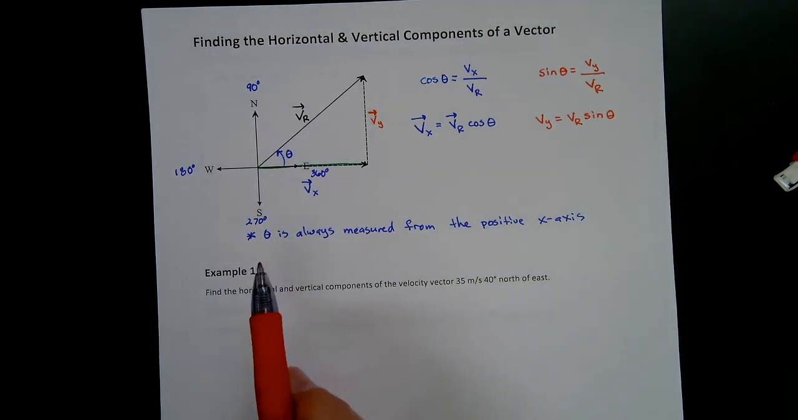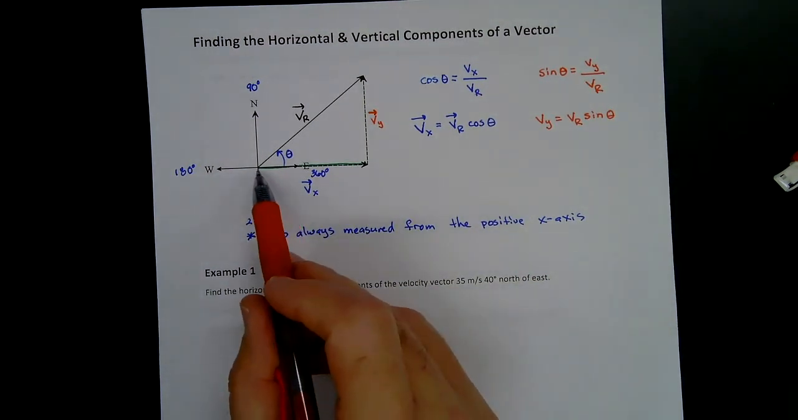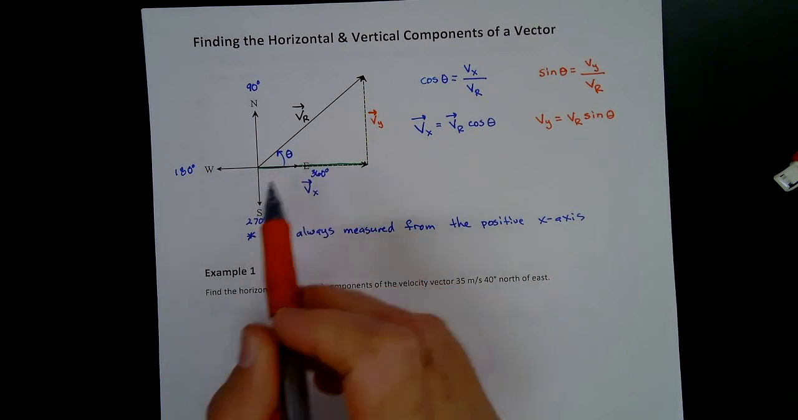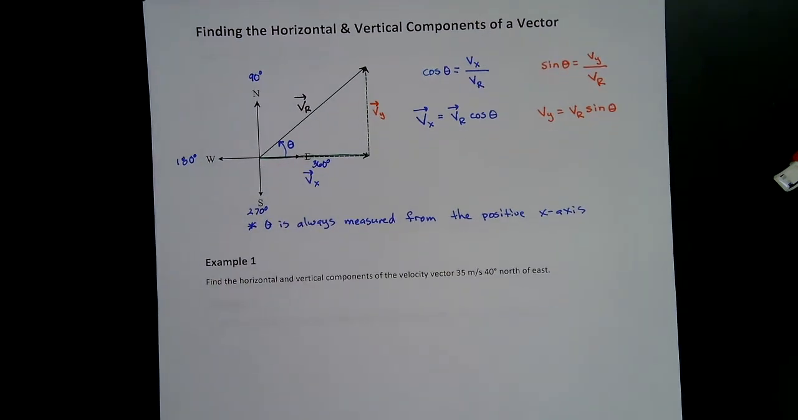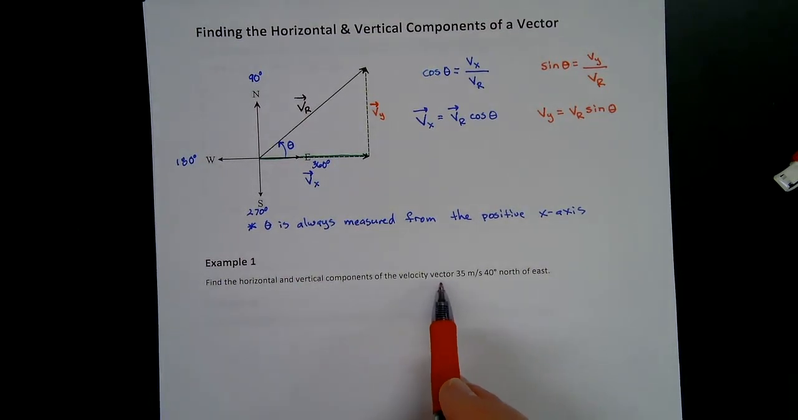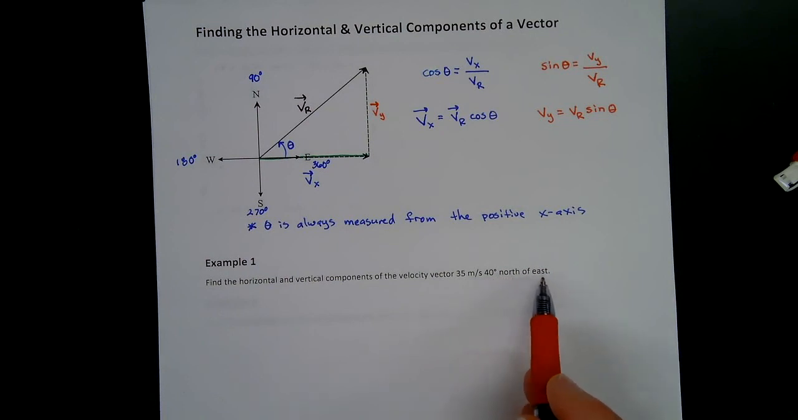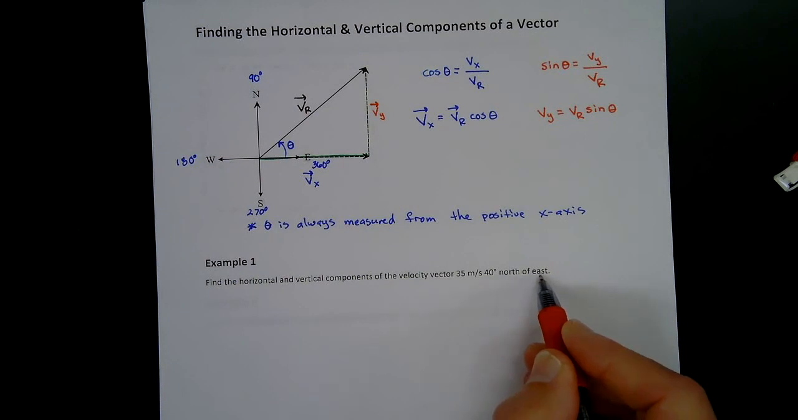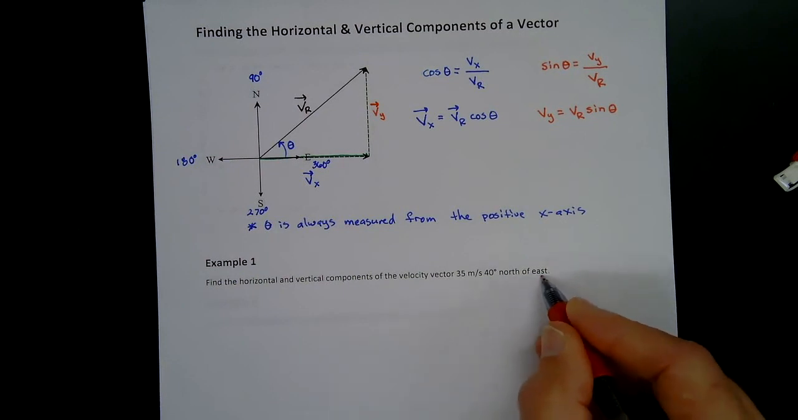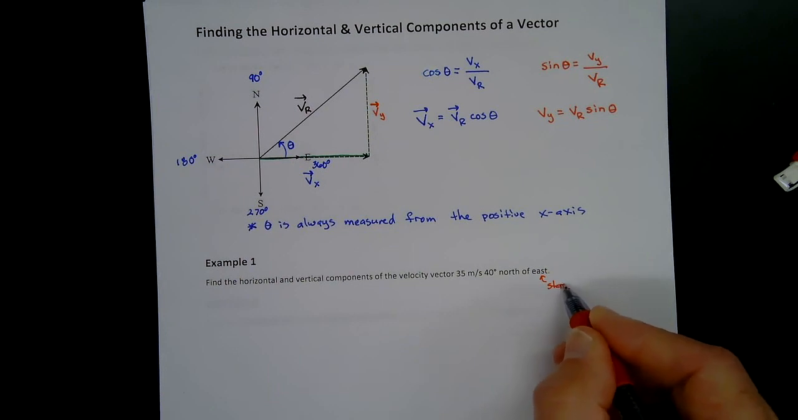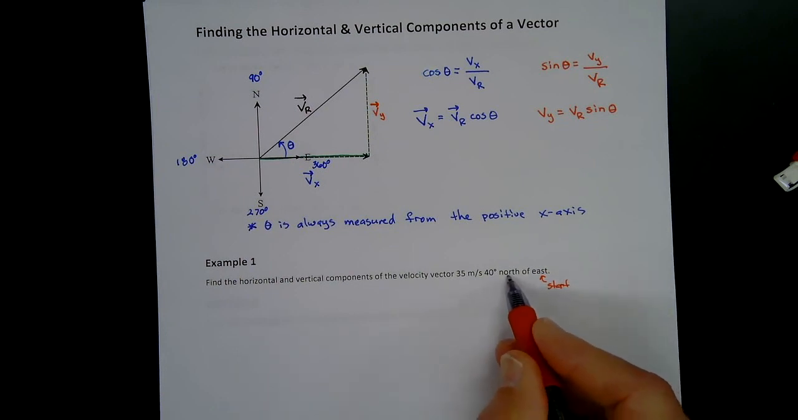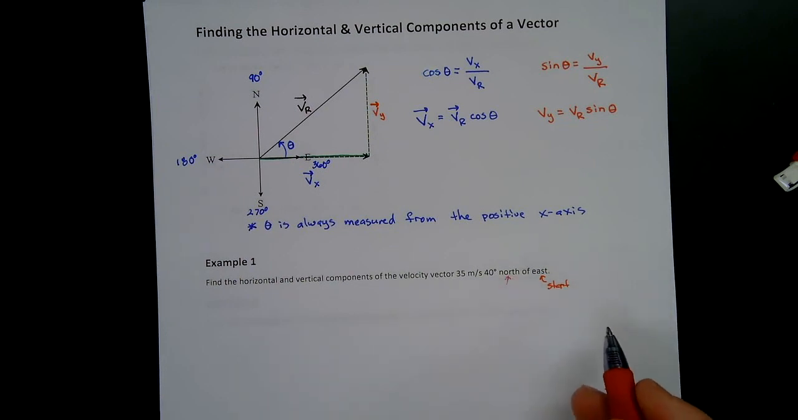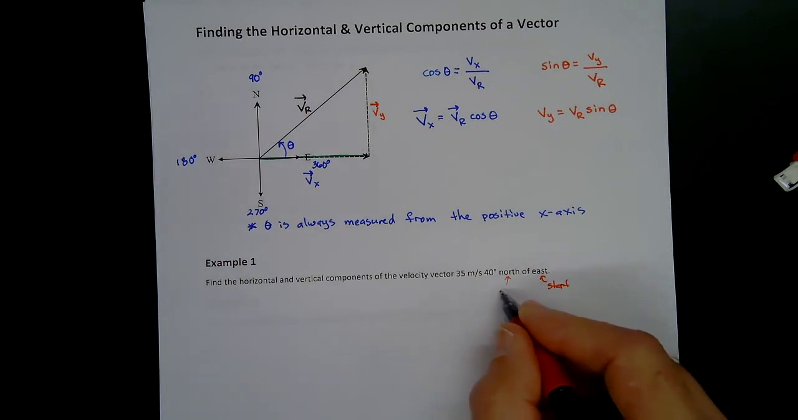Really, really, I can't stress this enough. You gotta measure the angle from the positive x-axis. So I'm gonna start drawing my positive x-axis in green, okay? All right, so here we go. Find the horizontal and vertical components of the velocity vector, 35 meters per second, 40 degrees north of east. Okay, so this is the direction of rotation, and this is where we're gonna start. So this is the start. Okay, and this is the direction of rotation. So we're gonna rotate towards the north.